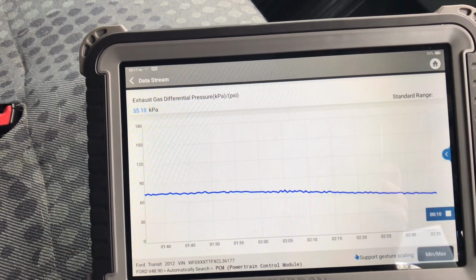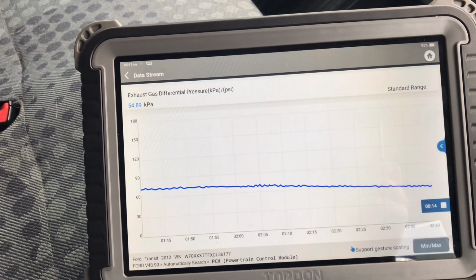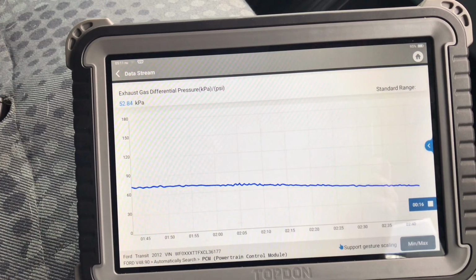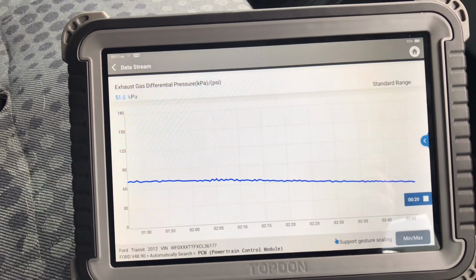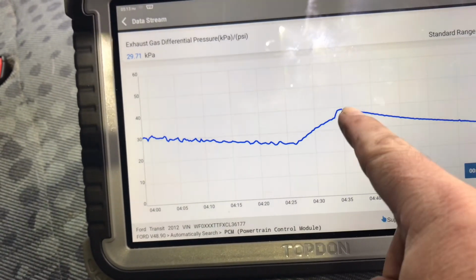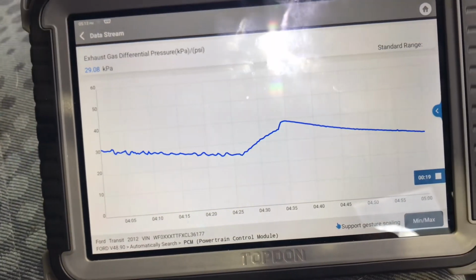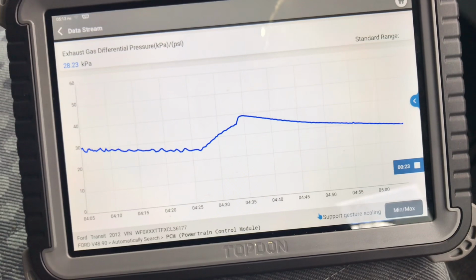So let's hope that is actually unblocking itself and not just the EGR opening. I've seen that before. I'll let you know. That was coming down nicely, almost at 25, then it shot back up to 40 and back down again. I think that's the EGR valve. So we've let it idle for 5 minutes.